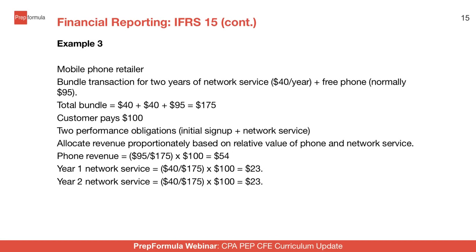So the value of the bundle sold separately is $175, but the customer only pays you $100. There are really two performance obligations here: one is the initial setup plus the phone, and the other is the network fee. You would allocate the revenue proportionally based on the relative value of the phone and network service. So $54 would go directly to the phone, and each individual year would be billed at $23 per year. That's the way this would be done under IFRS 15.